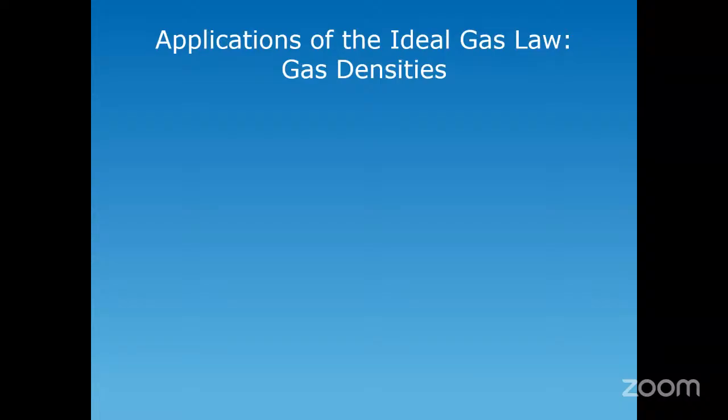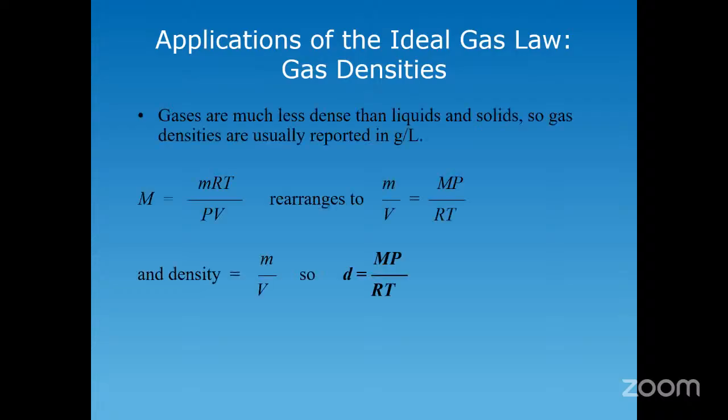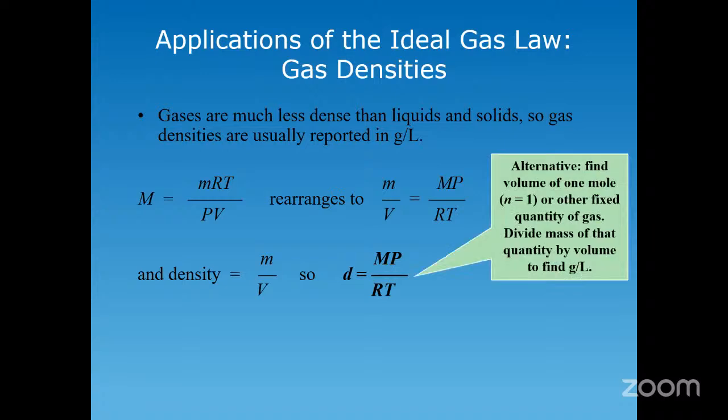We looked at one application in terms of determining the molar mass of gases. We can also manipulate the ideal gas law to get an expression for calculating the density of a gas. Now remember, typically the density of gases is expressed in grams per liter, right? That is different from solids and liquids. Typically, for solids and liquids, we express the densities in grams per milliliter, right?